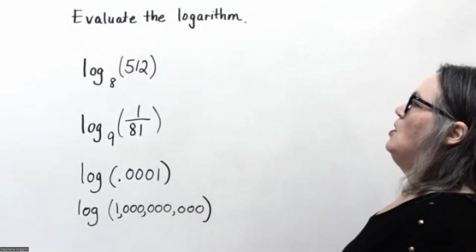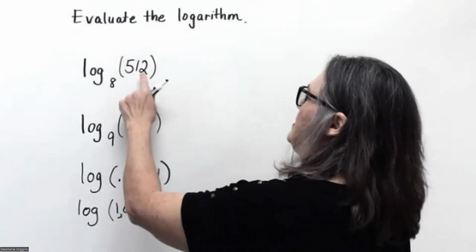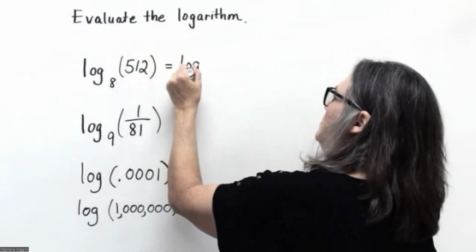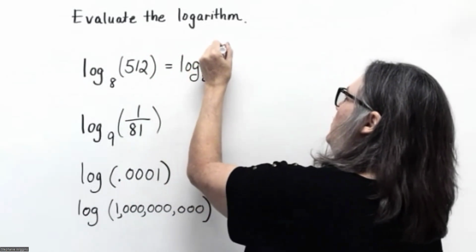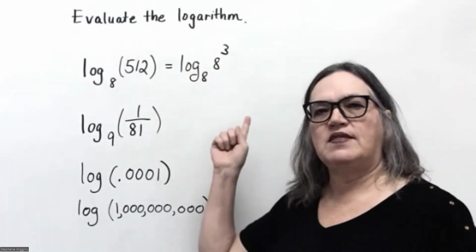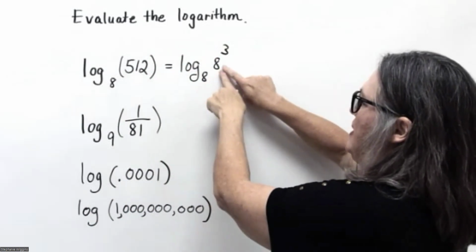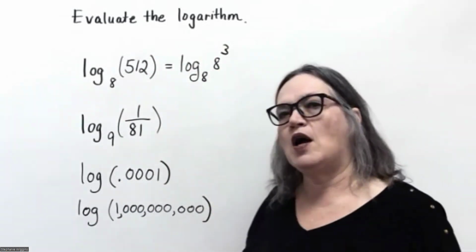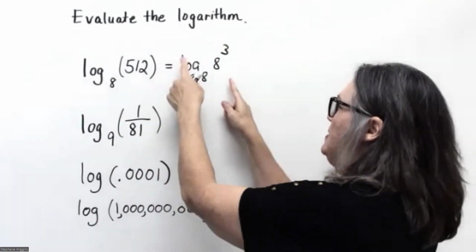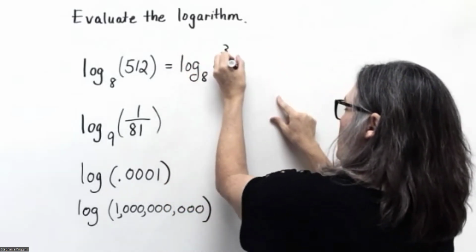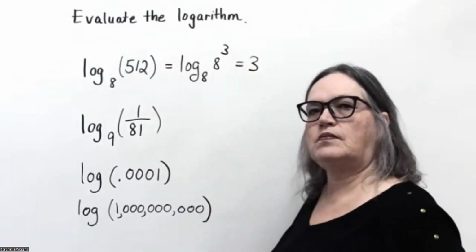Okay, so first we notice, like I said, this is 8 cubed. And when you have a log in this form, these kind of cancel each other out. Here we have the base is 8. So remember, the log is the exponent. What is the exponent if you have base 8? Well, it's 3. So the answer here is 3.